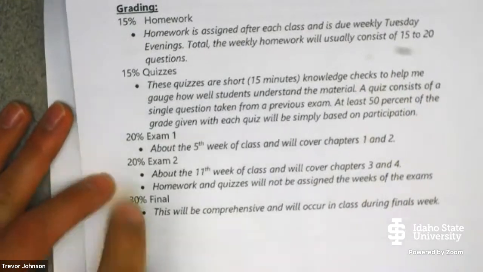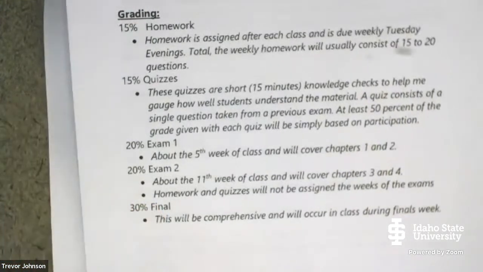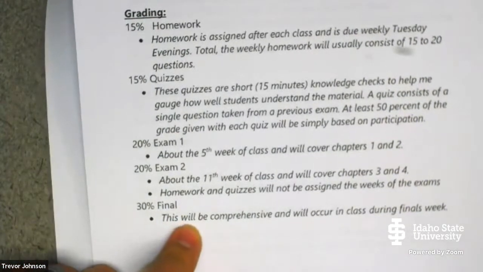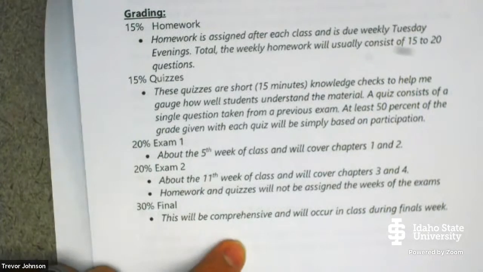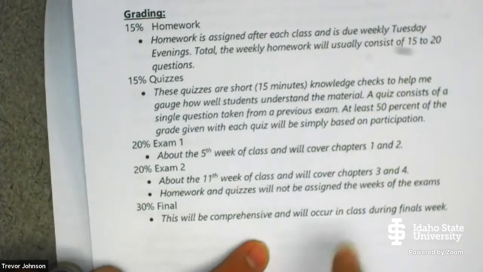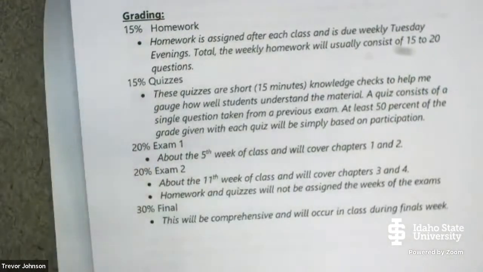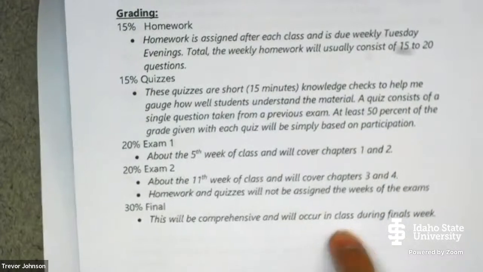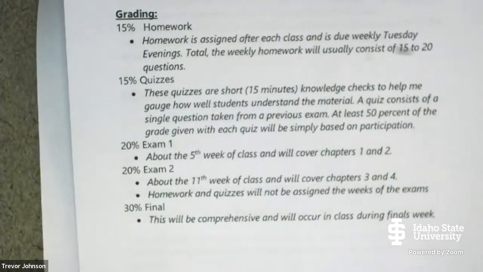And then your final is 30%. It's comprehensive, so it'll cover everything. It'll kind of put a focus on chapter 5 and 6, because that's what you haven't been tested on yet. So maybe half the questions will be chapter 5 and 6, and the other half will be all previous stuff. And it'll be in person. All of these exams are in person, and this one will just happen during finals week. So, questions about grading?